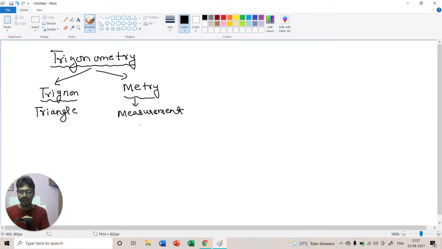And which type of triangle? Right angle triangle. And what type of measurement? Measurement of an unknown angle, measurement of an unknown side.